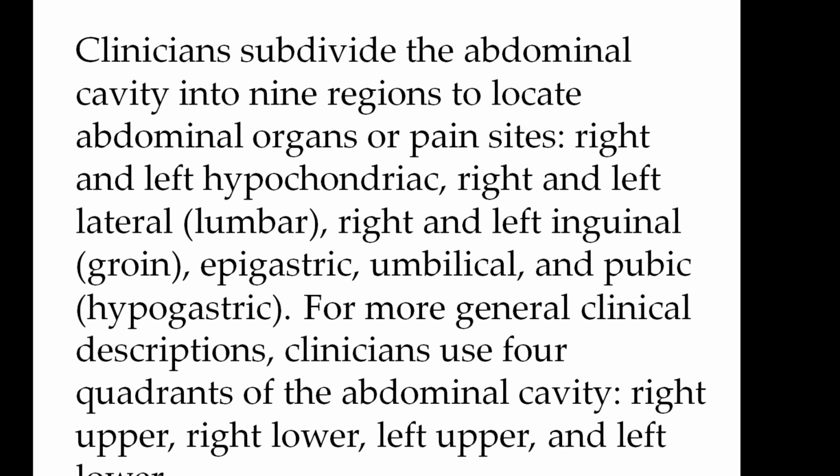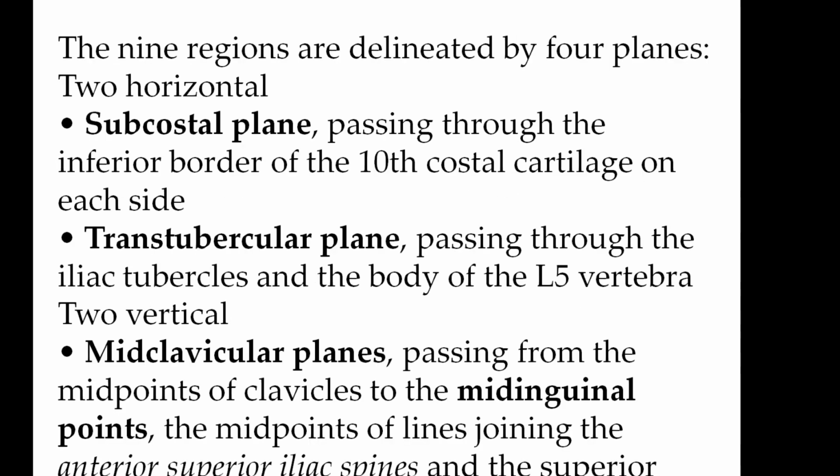Clinicians subdivide the abdominal cavity into 9 regions to locate abdominal organs or pain sites: right and left hypochondrial, right and left lateral or lumbar, right and left inguinal or groin, epigastric, umbilical, and pubic or hypogastric. For more general clinical descriptions, clinicians use 4 quadrants of the abdominal cavity: right upper, right lower, left upper, and left lower.